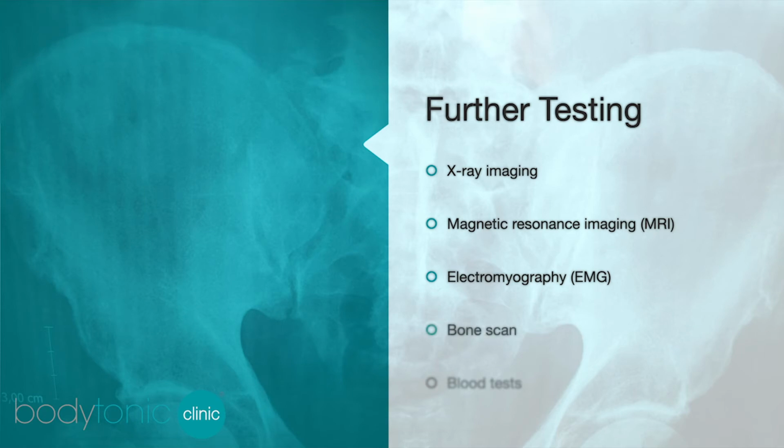Bone scan, also known as DEXA scan, is a type of test that can detect and monitor bone density. This type of test would be requested if osteoporosis was suspected. And lastly, blood tests. This type of test is not routinely used to diagnose low back pain. However, it might be requested to look for any signs of increased inflammation, infection, or autoimmune diseases.